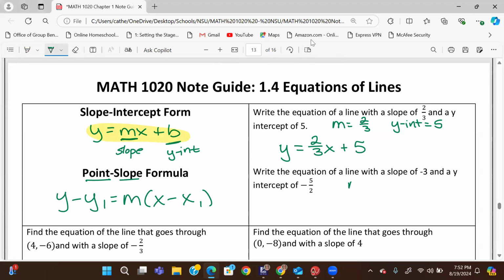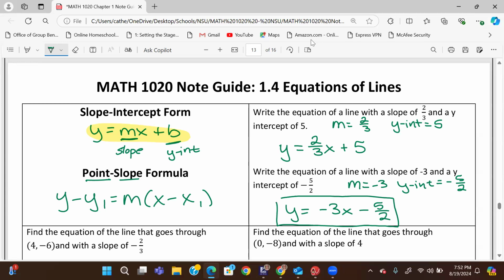The next one, we have a slope of -3 and a y-intercept of -5/2. So the equation of the line is y equals -3x minus, because it's a negative, 5/2. And that's what they want in MyMathLab.